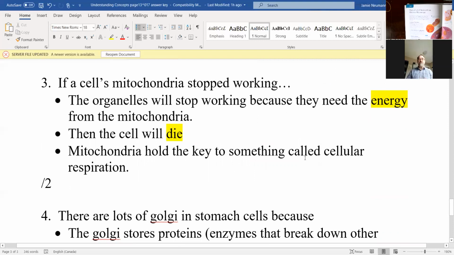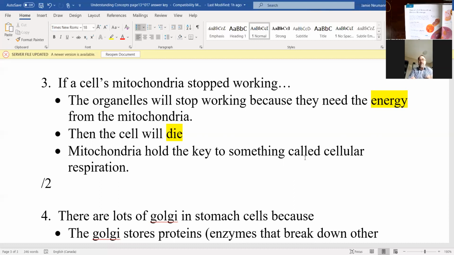Question 3 had to do with what would happen if a mitochondria stopped working. Now, the function of the mitochondria is to produce power or energy for the cells. It does this through a process called cellular respiration, which isn't really important right now, but it will be later on if you keep studying biology.